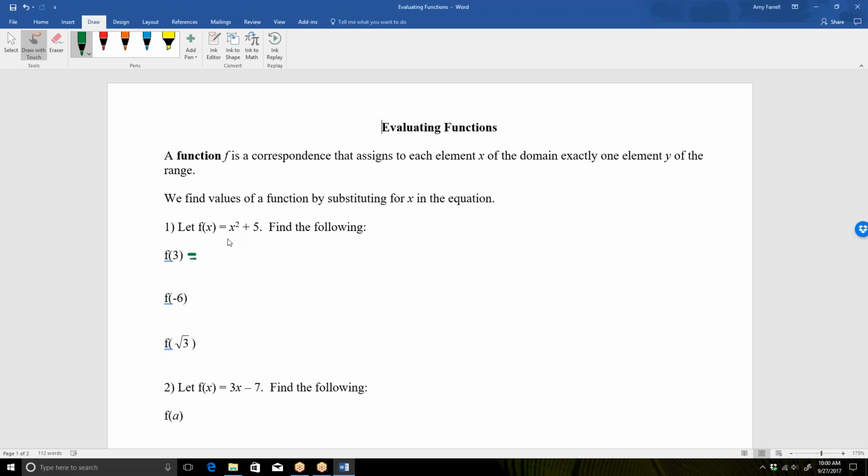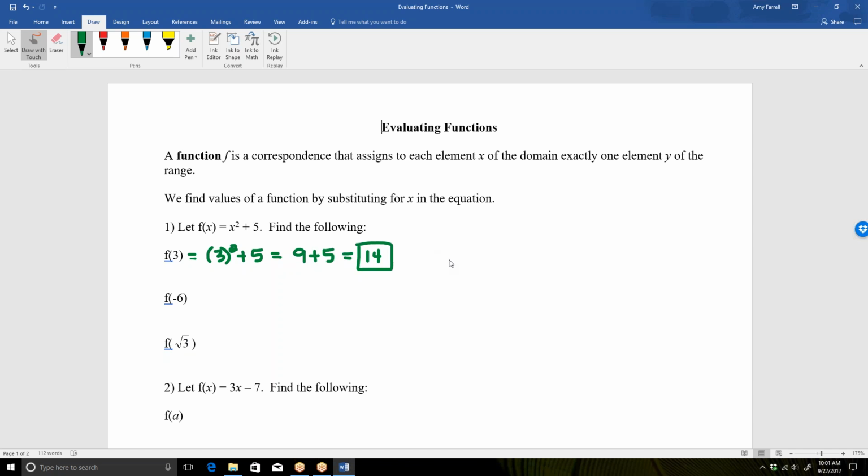So we've got this function, f of x equals x squared plus 5. And we want to find f of 3. So we're just going to substitute for x the number 3. I'm going to basically plug in 3 for x. And 3 squared is 9. And 9 plus 5 is 14. So f of 3 equals 14.